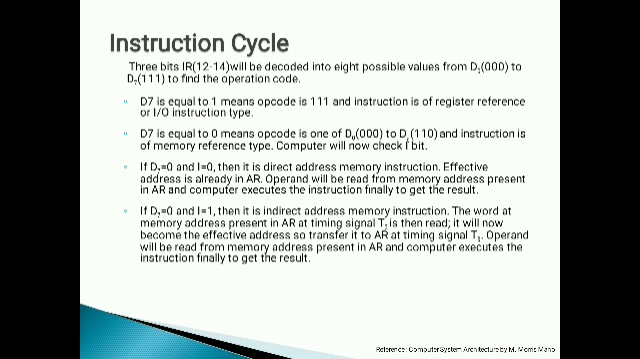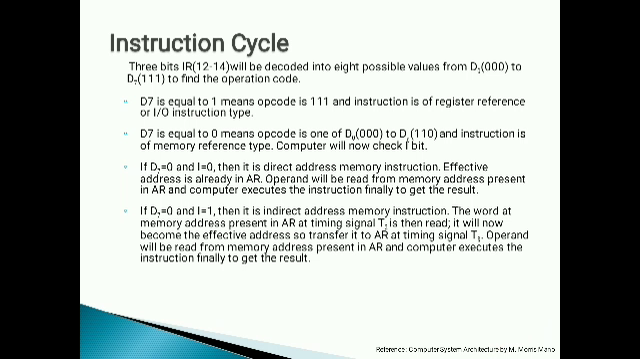Computer will now check the I bit. If D7 is 0 and I is equal to 0, D7 0 का मतलब क्या है? मेमरी रेफरेंस इंस्ट्रक्शन है. अब अगर I 0 है तो it means it is a direct address memory instruction. Effective address is already in AR. Operand will be read from the memory address present in AR and the computer executes the instruction finally to get the result. If D7 is equal to 0 and I is equal to 1, then it is an indirect address memory instruction.